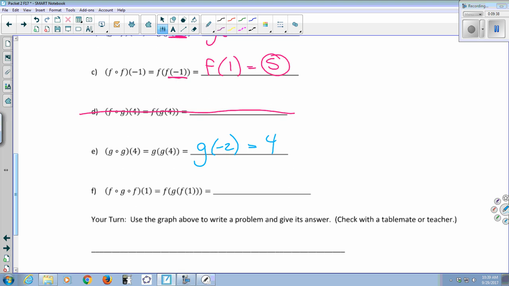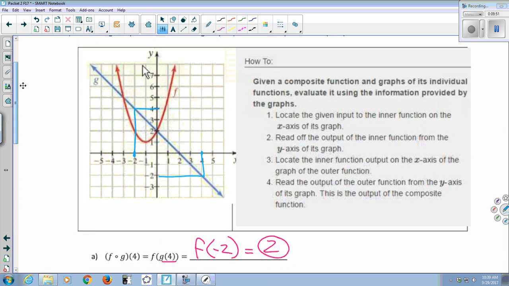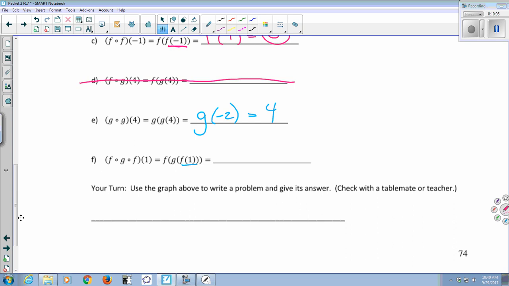All right, lastly, f of g of f of 1. So I'm going to do 3 iterations now. I'm going to start with f of 1. So go up to my graph. I have an x value of 1. I want the y value on f at that x value. So here's my x value of 1, go up to the graph of f, and the y value is 5. So I can replace just this f of 1 here. It's replaced with a 5.